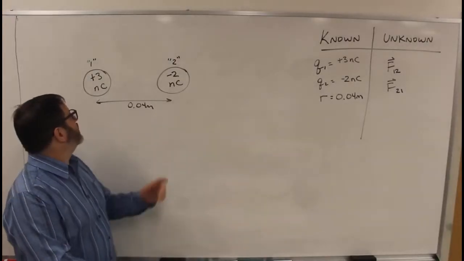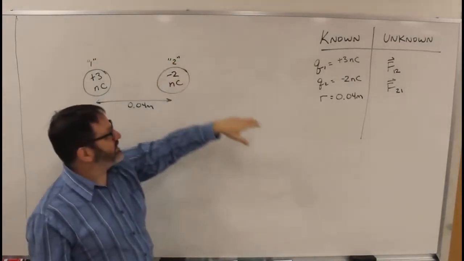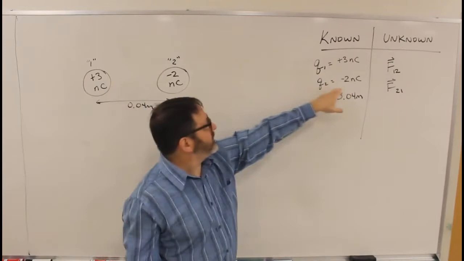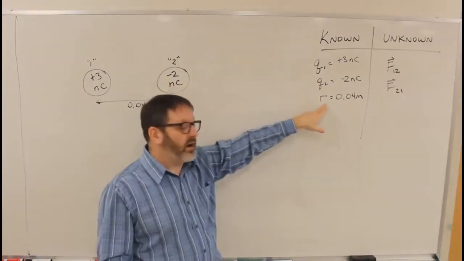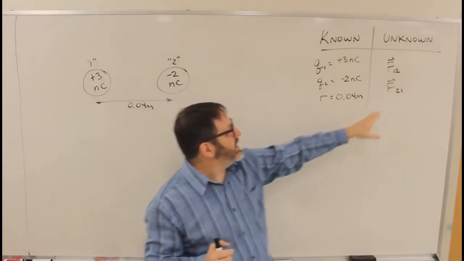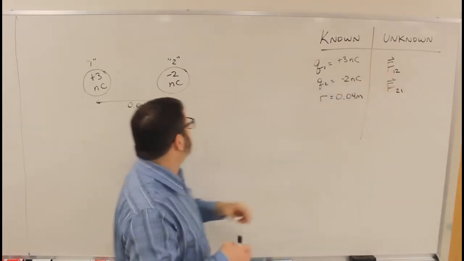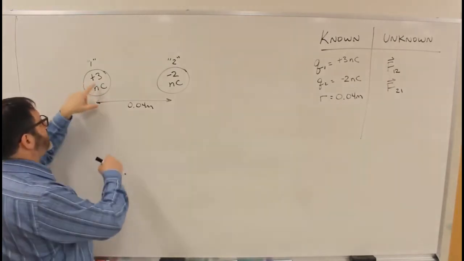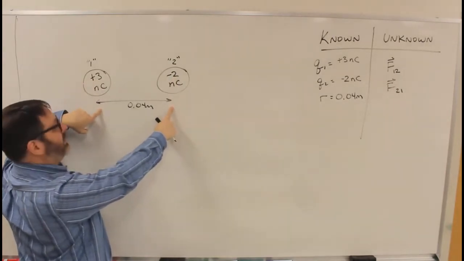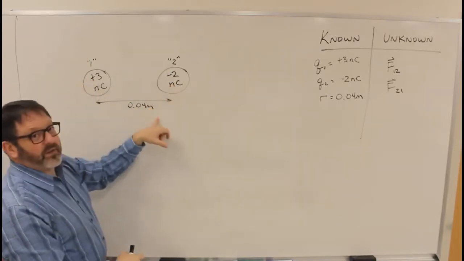I've redrawn the problem here and I've given them labels. This is thing 1 and this is thing 2. So then I can say that Q1, the charge of thing 1, is plus 3 nanocoulombs, Q2 minus 2 nanocoulombs. R is the distance from the charge to the point we're interested in. In this case we want to know what the force is on one object and the force on the other object. So if I'm looking at this object, then the distance from this to the charge is 0.04 meters. If I'm considering this one, then the distance from this to the charge is 0.04 meters.